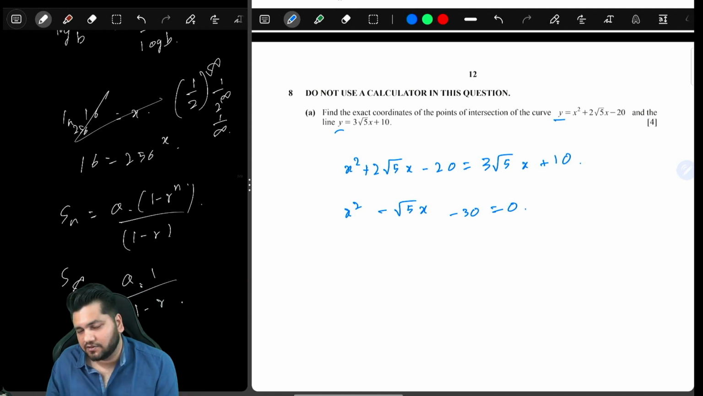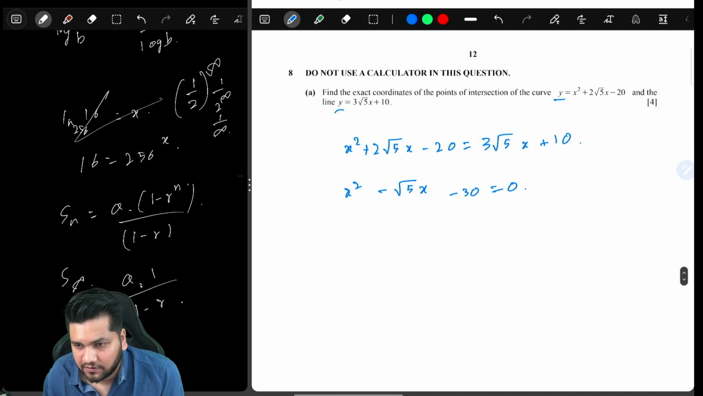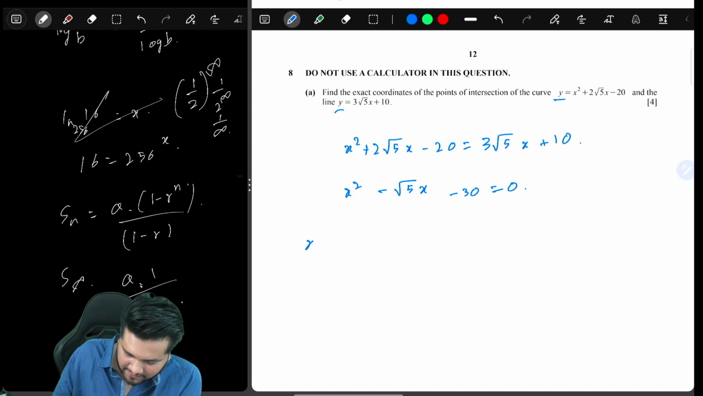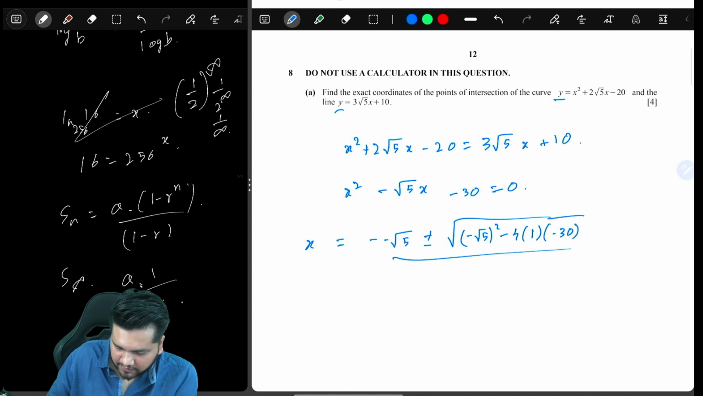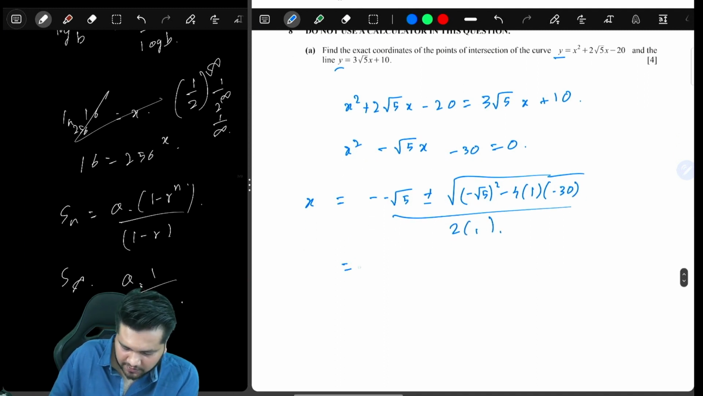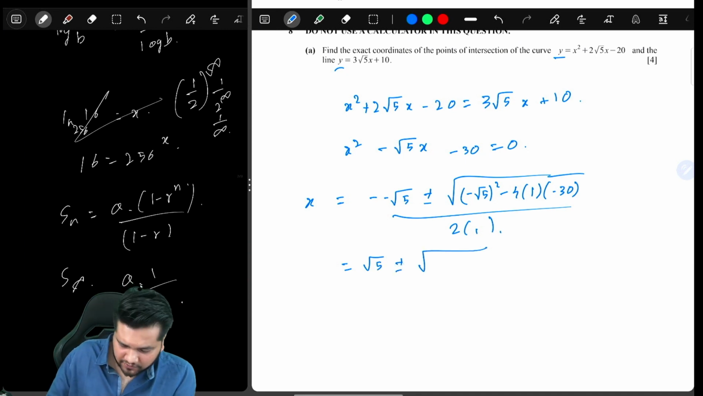Now, of course, since there are surds and all, all you have to do is use the formula method for this. So we'll get x is equal to minus b, so minus of minus root 5, plus minus under root b square, so minus root 5 square, minus 4 times ac, so 1 into minus 30, upon 2 times a, so 2 times 1. Which is going to be root 5 plus minus under root... mostly you will get a perfect square here, so 5 and 120, but this time it didn't.